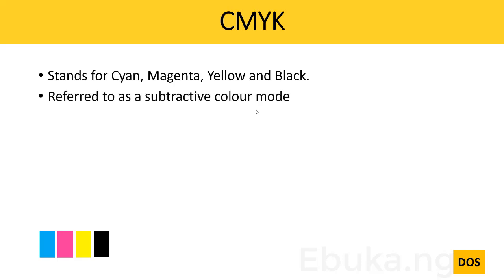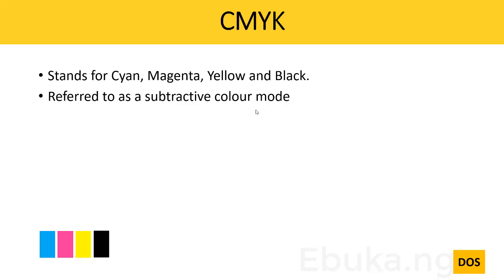CMYK is referred to as a subtractive color mode. Now, CMYK starts with white. When you remove all the colors together, you get white in CMYK. That's why it's called the subtractive color mode. The reason is that paper is white.